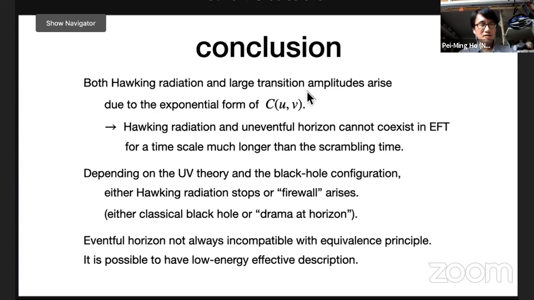So to conclude, we have shown the incompatibility between Hawking radiation and uneventful horizon, and also that the effective field theory eventually becomes unreliable after scrambling time, actually within the scrambling time. So I hope you are convinced that the information loss paradox is alleviated, to say the least. Thank you.